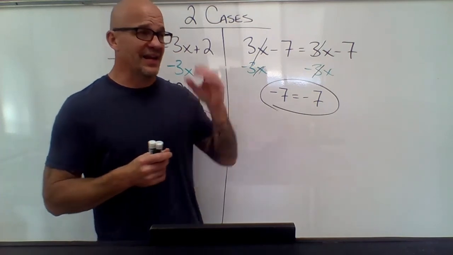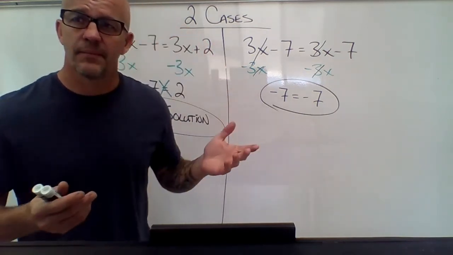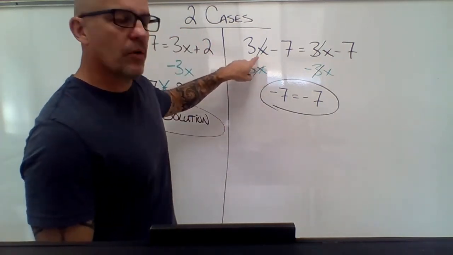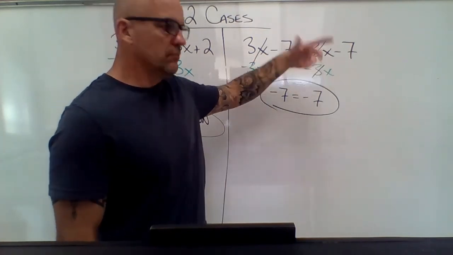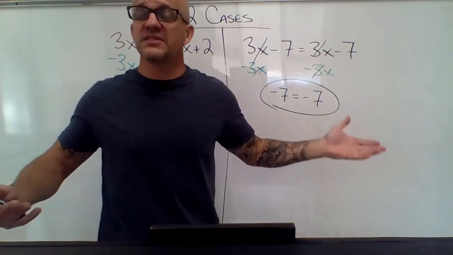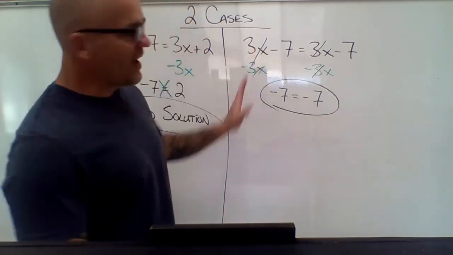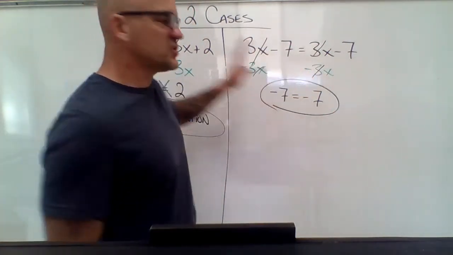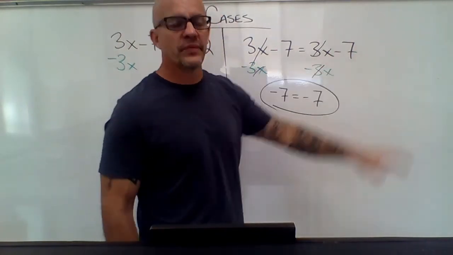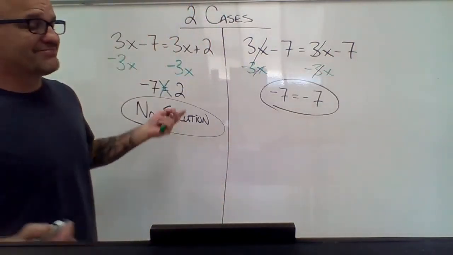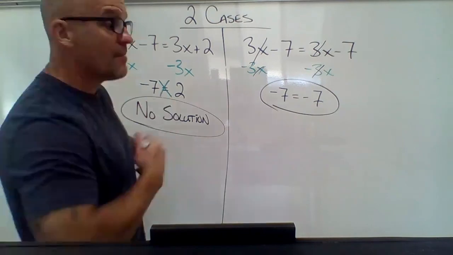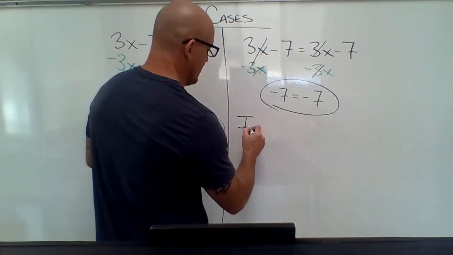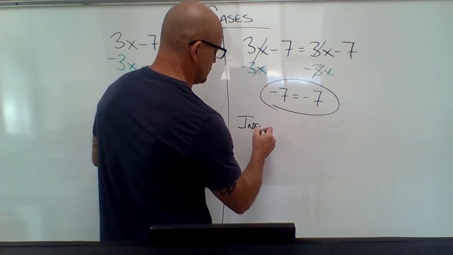Well, when I think about it, it'll work for any number. Any number that I put in here and multiply by 3 and then subtract 7, and I do the same thing over here, multiply by 3 and subtract 7, I'm going to have the same value. So no matter what value I plug in for x, this will always be true. Now, what does that mean? Any number you plug in works. Now, in math class, we're going to call this infinite amount of solutions.